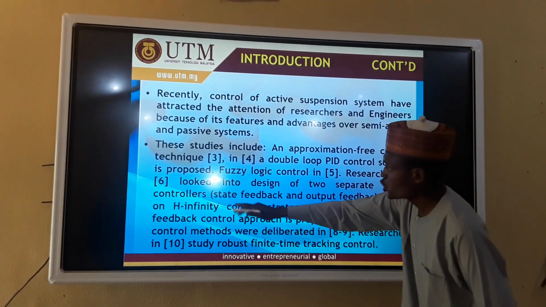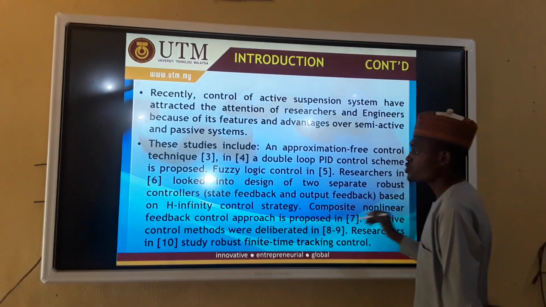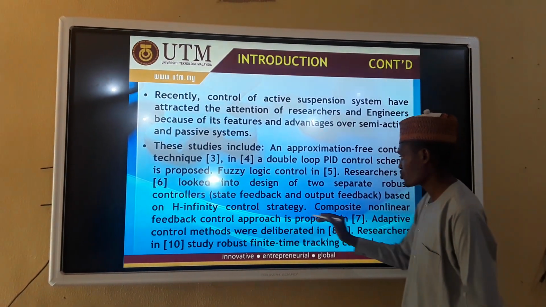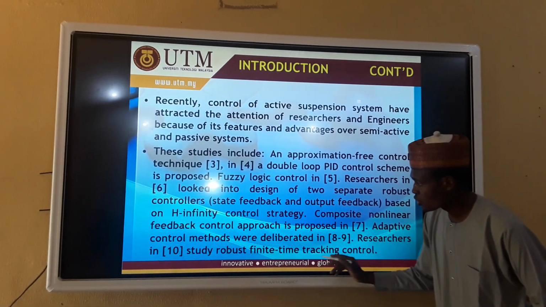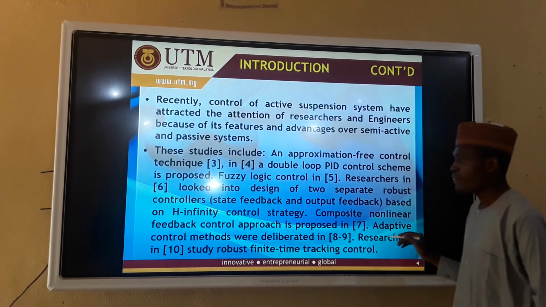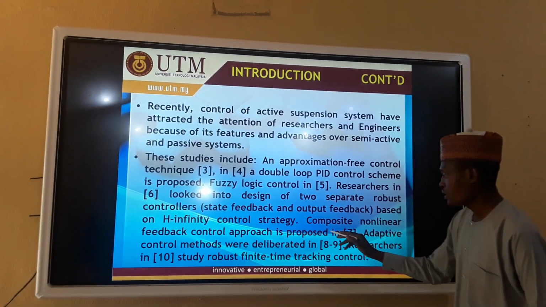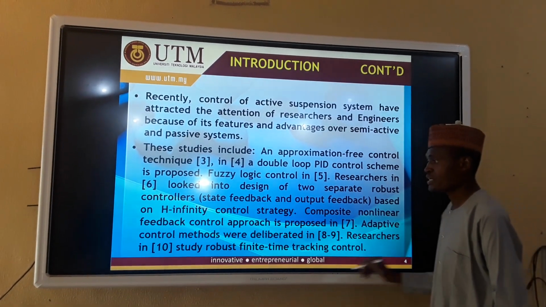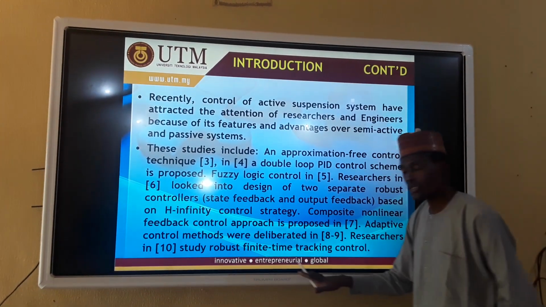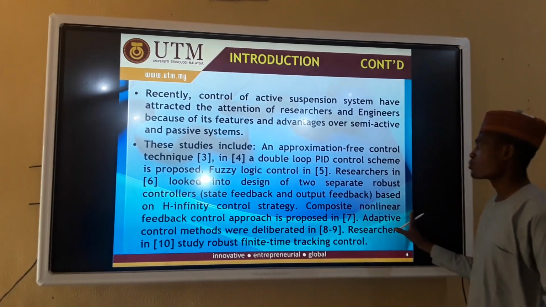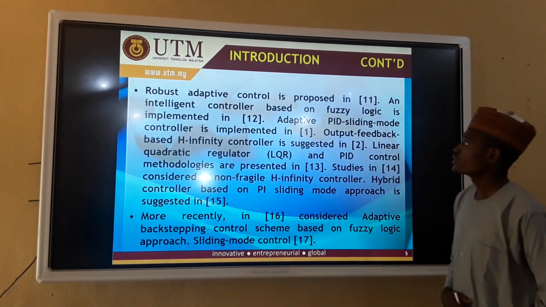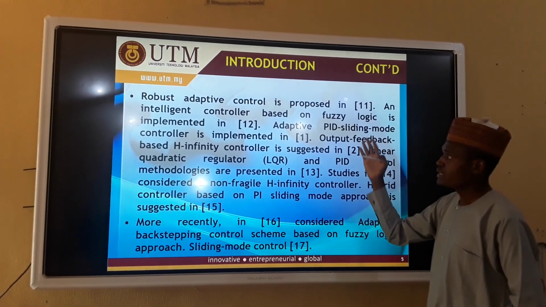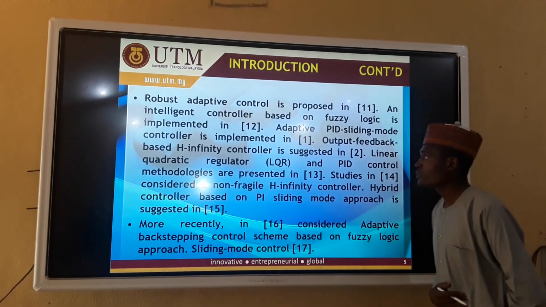Researchers in reference 6 look into design of two separate robust controllers, state feedback and output feedback, based on H-infinity control strategy. Composite nonlinear feedback control approach is proposed in reference 7. Adaptive feedback control approach is proposed in references 8 and 9, whereas researchers in reference 10 study robust infinite time tracking control. More so, robust adaptive control is proposed in reference 11. An intelligent controller based on fuzzy logic technique is further proposed in reference 12.